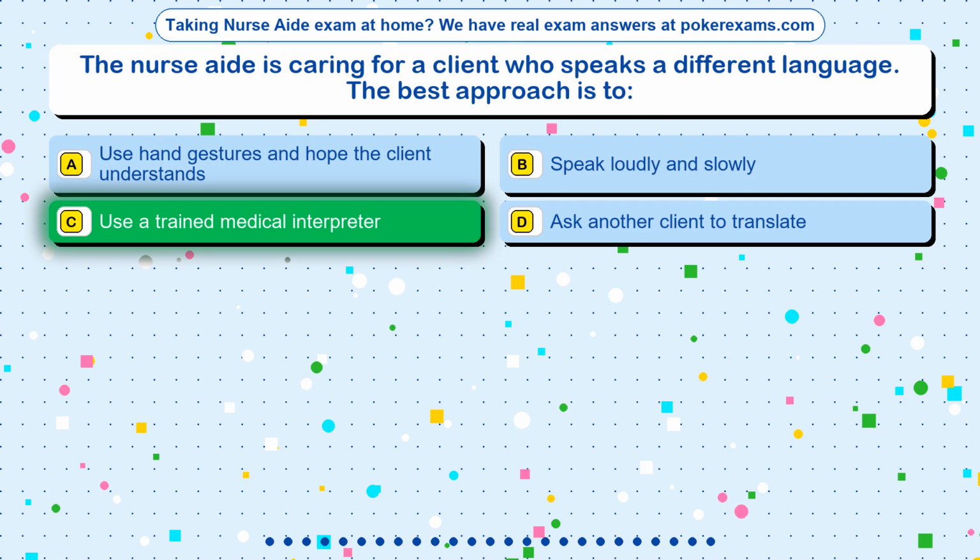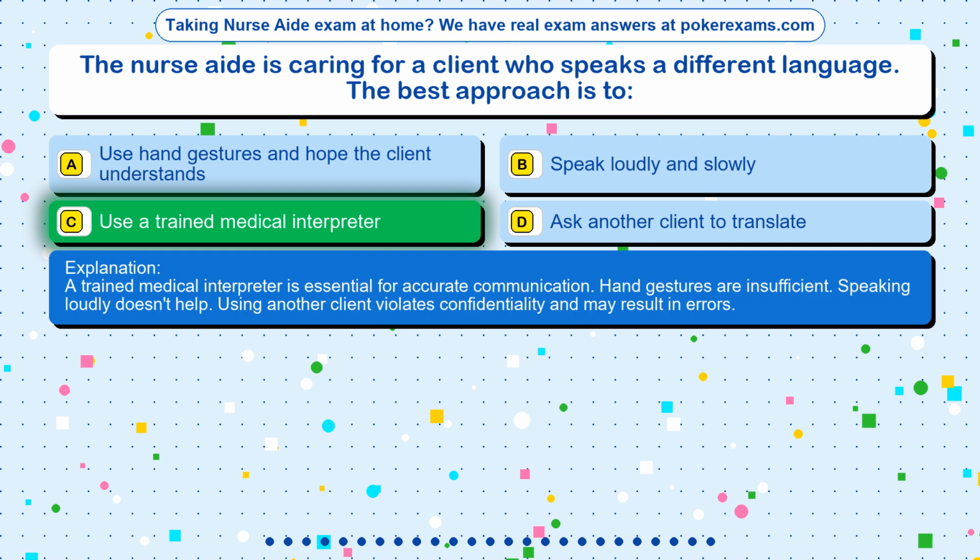The correct answer is option C, use a trained medical interpreter. A trained medical interpreter is essential for accurate communication. Hand gestures are insufficient. Speaking loudly doesn't help. Using another client violates confidentiality and may result in errors.